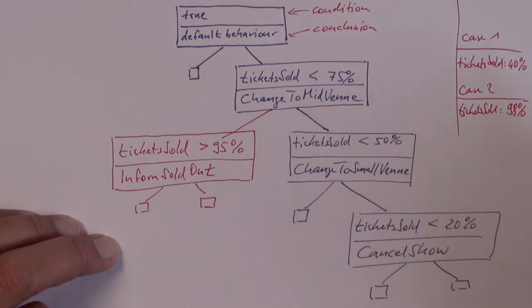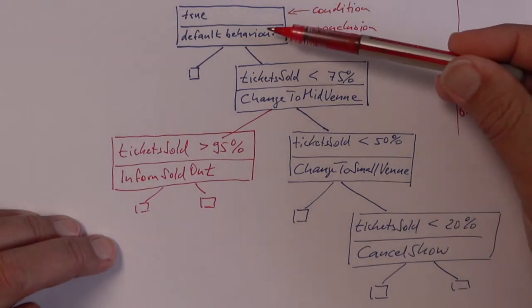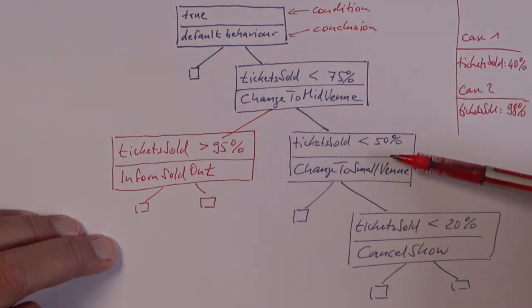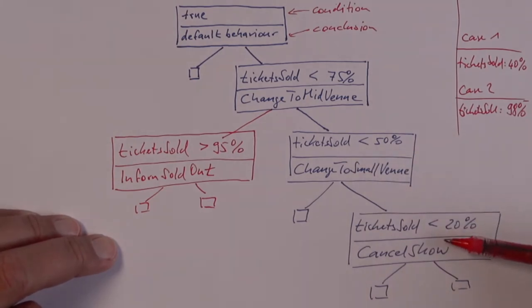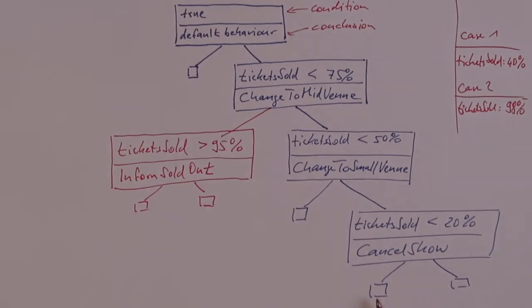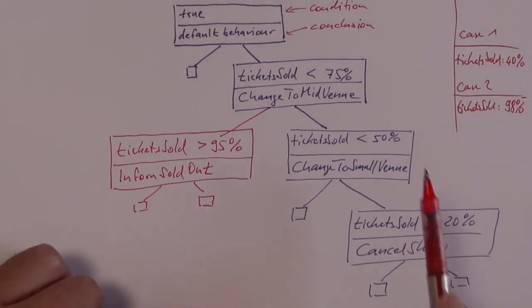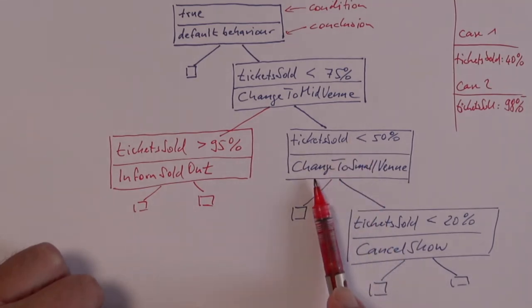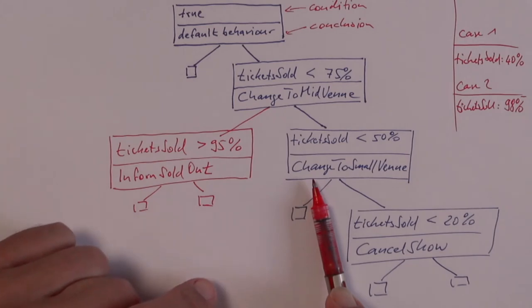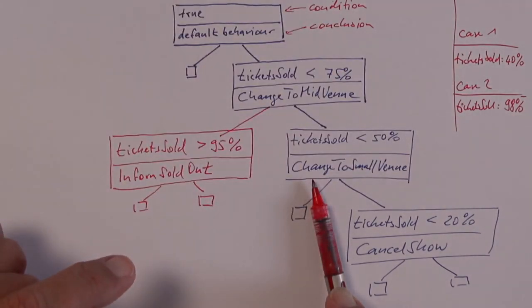So in the first case, tickets sold is 40%. So it's less than 75%, it's true. It's less than 50%, this is true. It is not less than 20%, so eventually we end up in this node here. And then we are at a leaf and the second phase starts. So now we go up the tree, and the first condition that is true determines which conclusion to take. So this one is false, this one is true, so we change to small venue. So in case that we have 40%, we change to small venue.